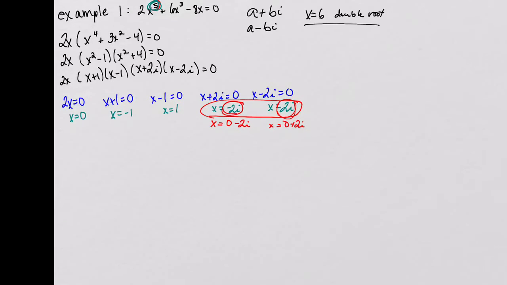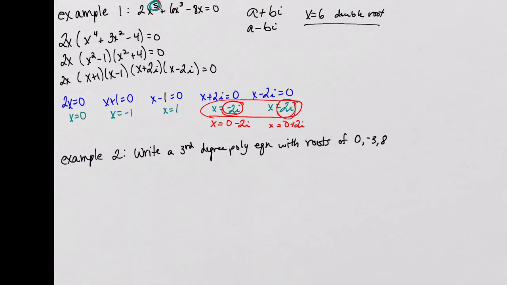That's important to know. So now we're going to try another example, but this time we're going to start with solutions and then move toward the equation. Okay, so now I'm supposed to write a third degree polynomial equation with roots of 0, -3, and 8. If it says it's third degree, that means I'm going to have 3 solutions. So I'm just going to start with 3 x equals statements. If it says my roots are 0, -3, and 8, that means my solutions are 0, -3, and 8.